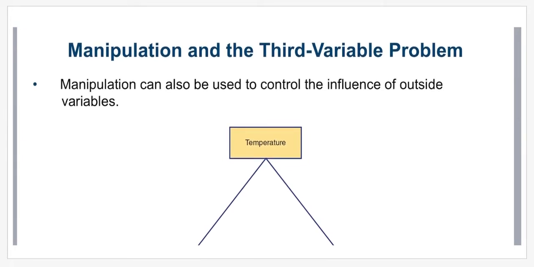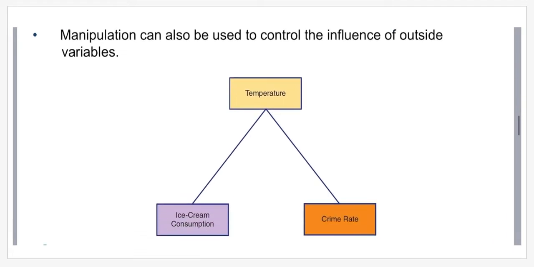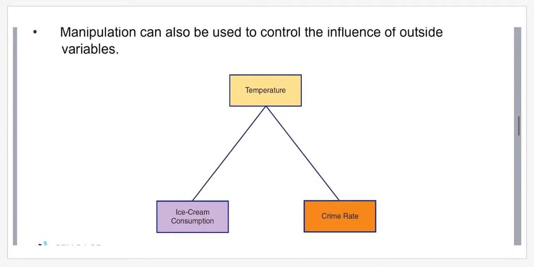So now we are going to stick with that same example of ice cream and temperature, and we're going to talk about the third variable problem. So manipulation can also be used to control those outside variables or those third variable issues that we talked about. So in this example, temperature is actually the third variable here, that ice cream consumption and temperature, like I said, have a relationship.